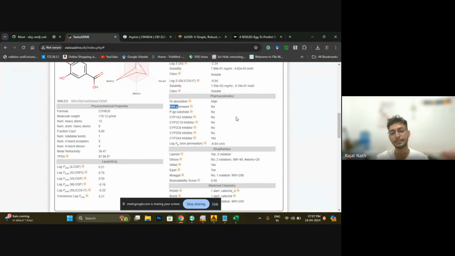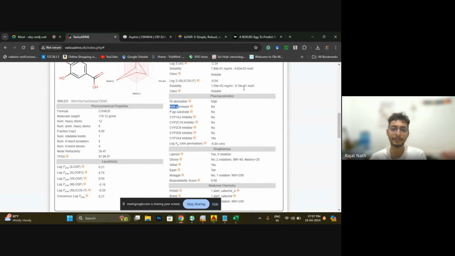But if you are working with neurodegenerative diseases and you target this compound to be permeable to the blood-brain barrier, then if PGP substrate is yes, your compound will be effluxed out and it cannot go to the CNS and target the protein you have designed to inhibit. So in case of neurodegenerative disease, PGP substrate should be no, and in case of other diseases, this PGP substrate should be yes.